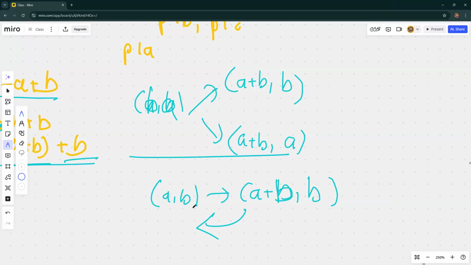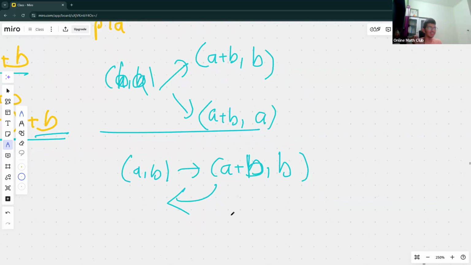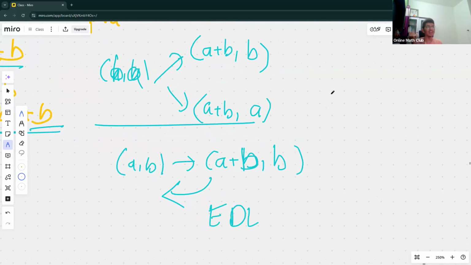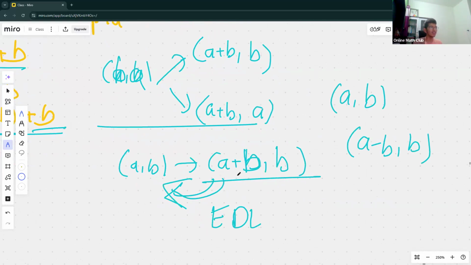Something like Fibonacci? No, not 2D Fibonacci. GCD? Yes. This is the Euclidean division lemma, guys. Do you remember? If you have a plus b, the GCD is equal to the GCD of a comma b. This is the same thing. From a plus b comma b, we go into a comma b.